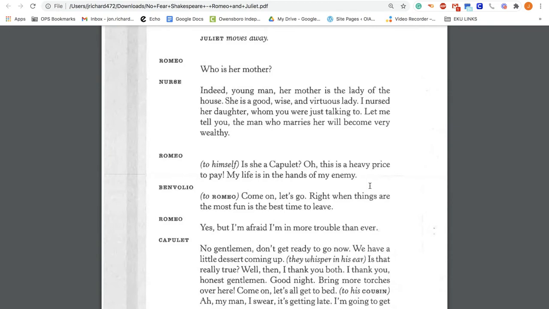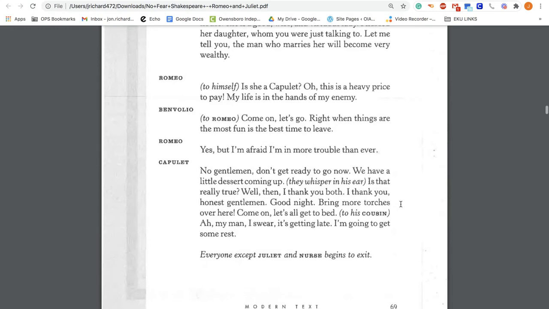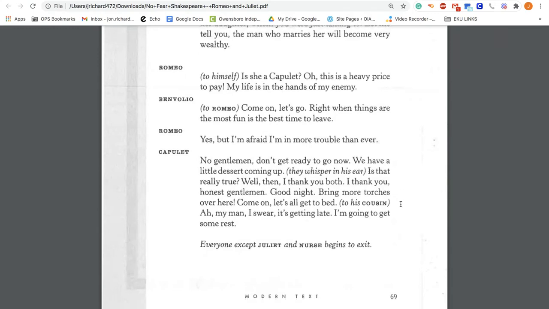Benvolio, come on, let's go. Right when things are the most fun is the best time to leave. Yes, but I'm afraid I'm in more trouble than ever. No, gentlemen, don't get ready to go now. We have a little dessert coming.